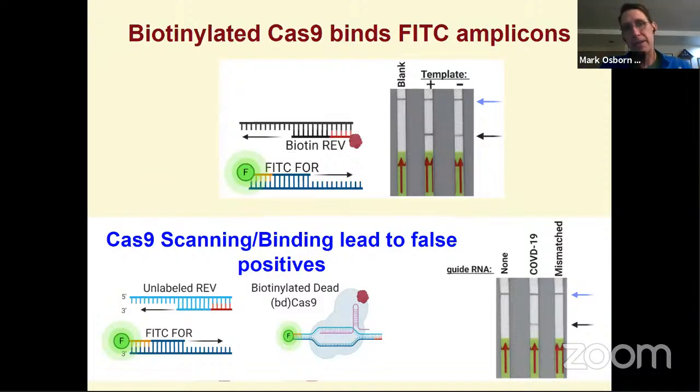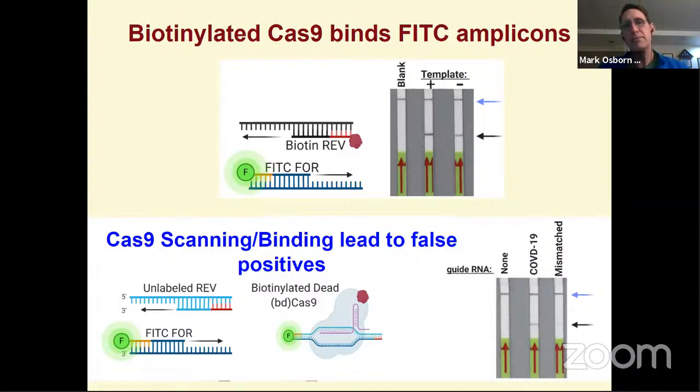We then uncoupled those events using a FITC forward primer, an unlabeled reverse primer, and then added Cas9 that's biotinylated. And we were surprised to see that even with the mismatch guide RNA, so a control guide RNA amplifying a SARS-CoV-2 nucleic acid, and then using a COVID-19 guide RNA, we do see a test band at the black arrow, but in the mismatch one, we also saw a very faint band.